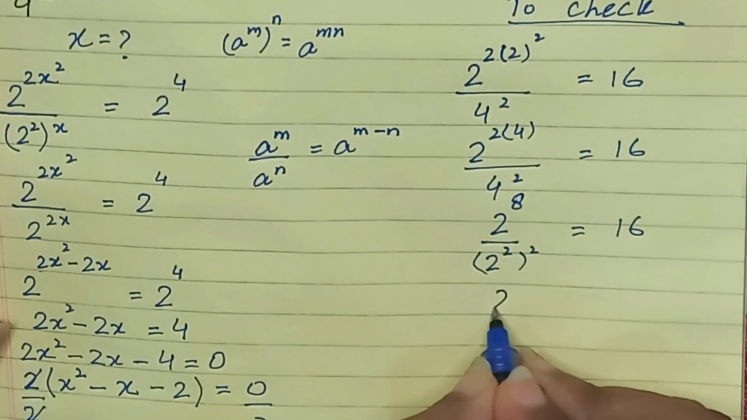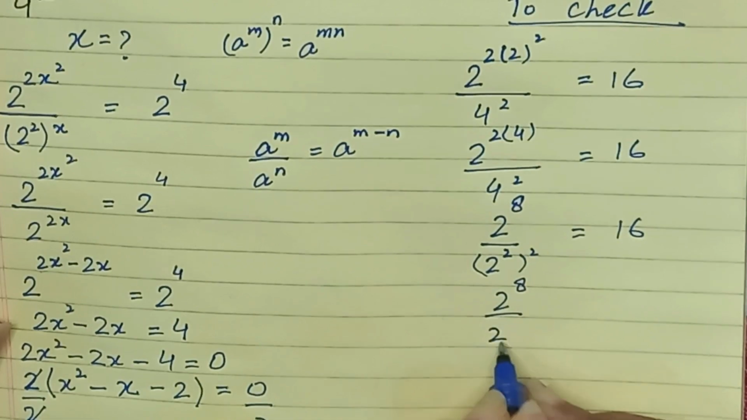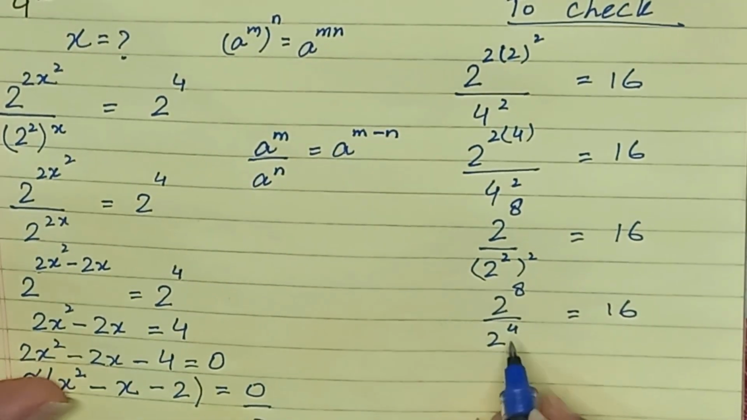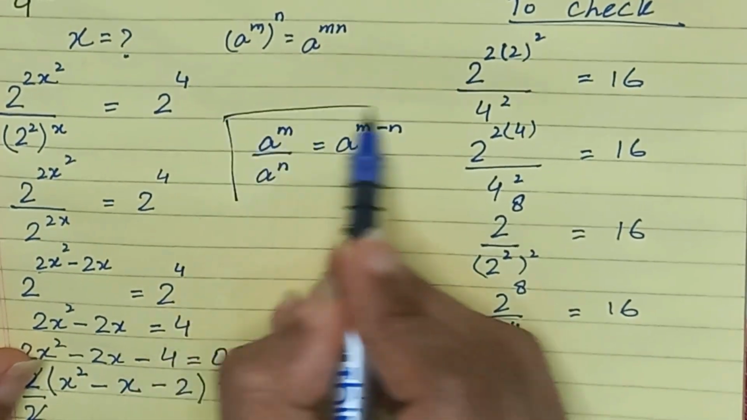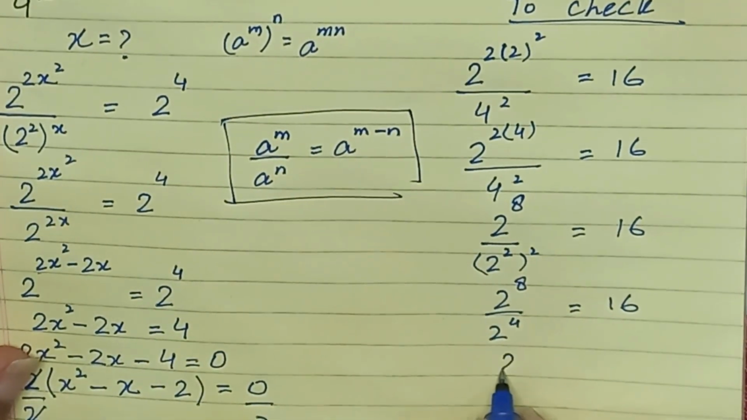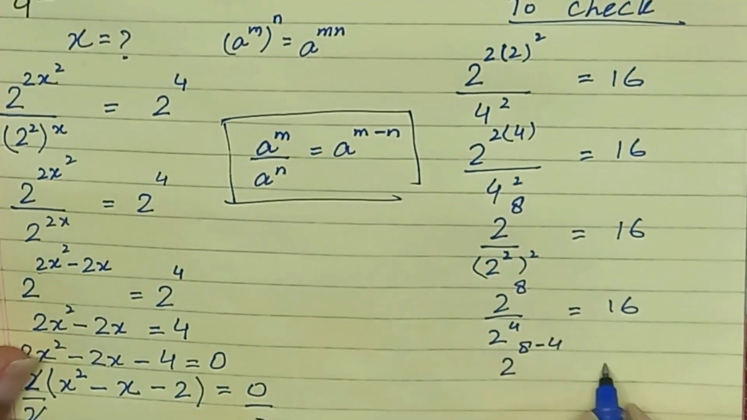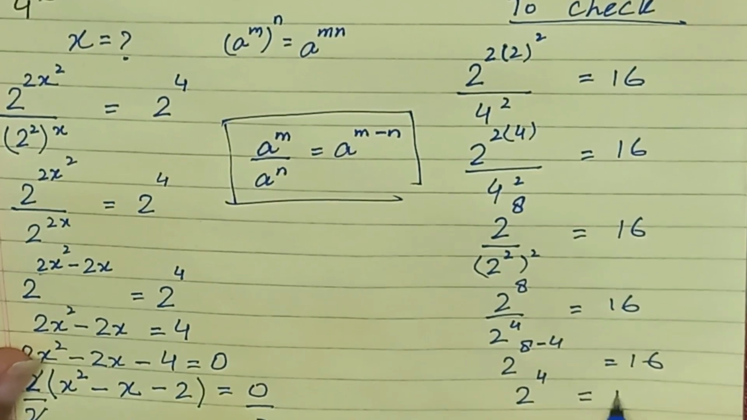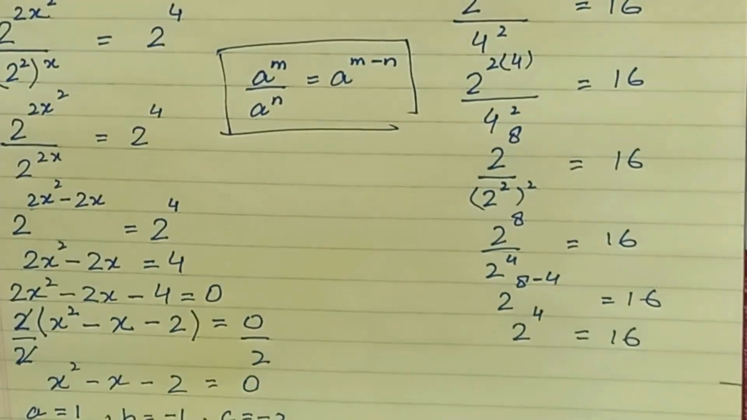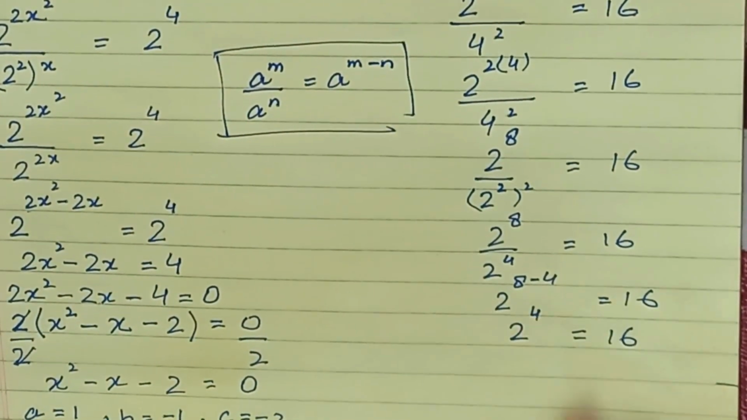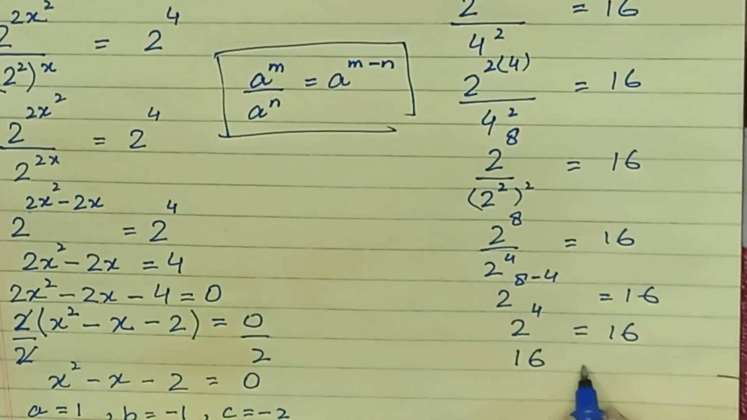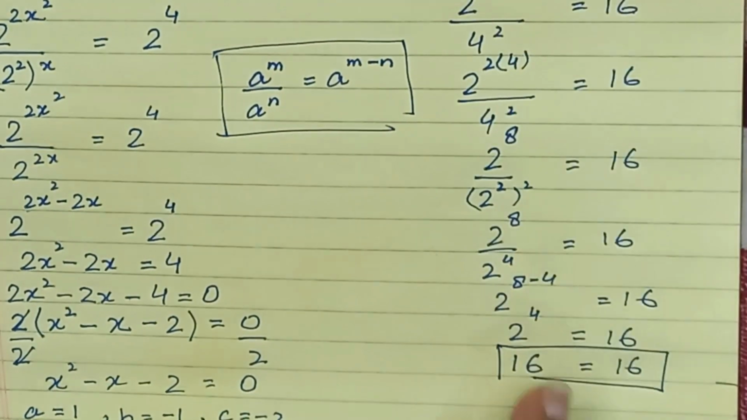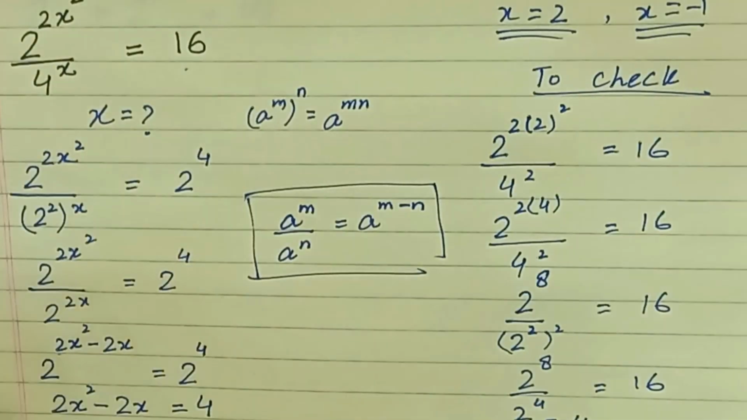So it will become 2 raised to the power 8 divided by 2 raised to the power 4, which is equal to 16. And by this exponential rule, it will become 2 raised to the power 8 minus 4, which is equal to 16, and it will become 2 raised to the power 4, which is equal to 16. And 2 raised to the power 4 is the same as 16. So the value x is equal to 2 satisfies our given equation.